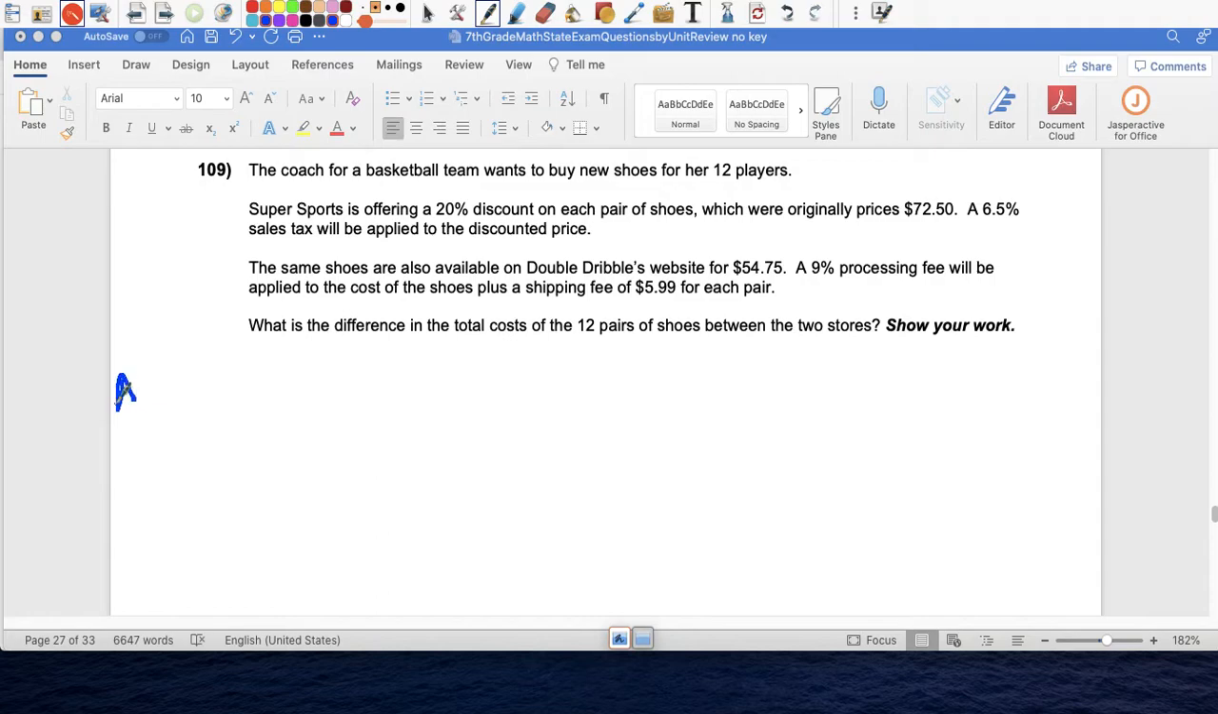The problem with questions like this is that you guys honestly don't do any of the shopping, and aren't really familiar with what a processing fee and what a shipping fee is, so I'm not too fond of these questions. All right, let's go.